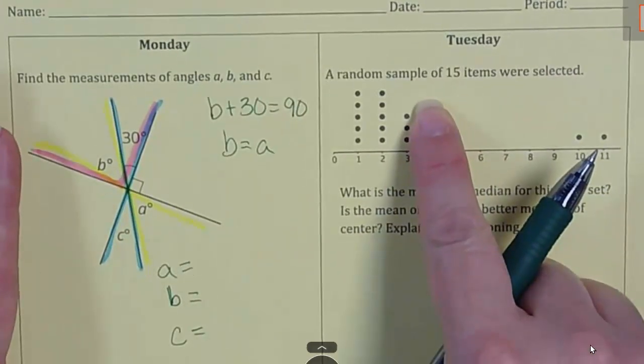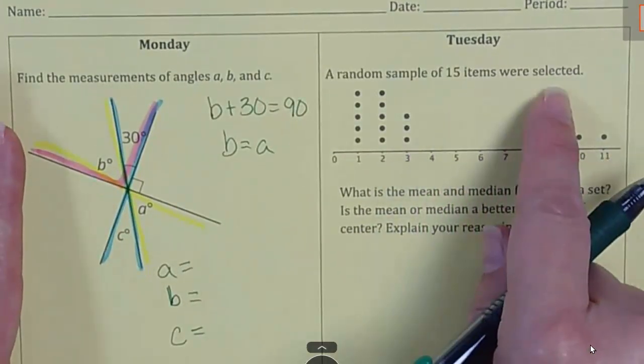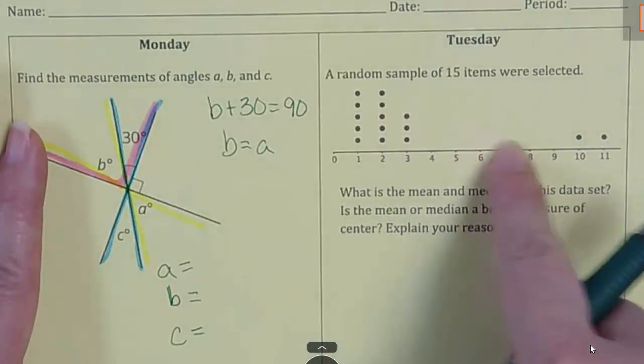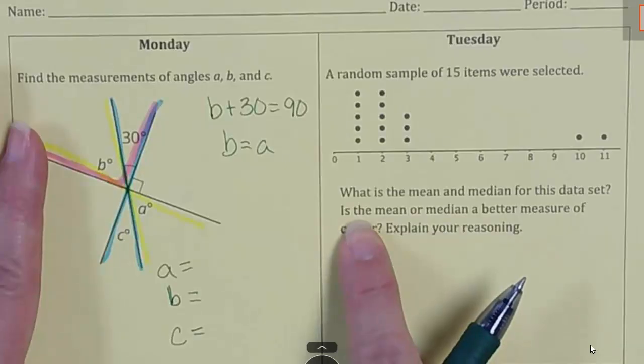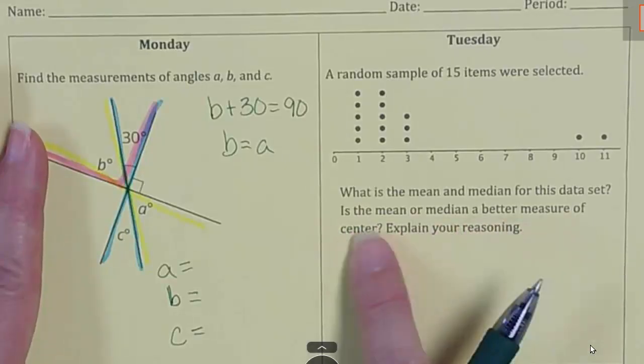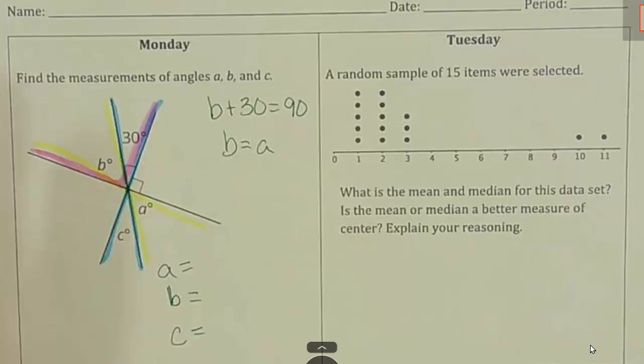Tuesday says, a random sample of 15 items were selected. So there are 15 dots here. What is the mean and median of this data set? And is the mean or median a better measure of center? And explain your reasoning. So let's review.